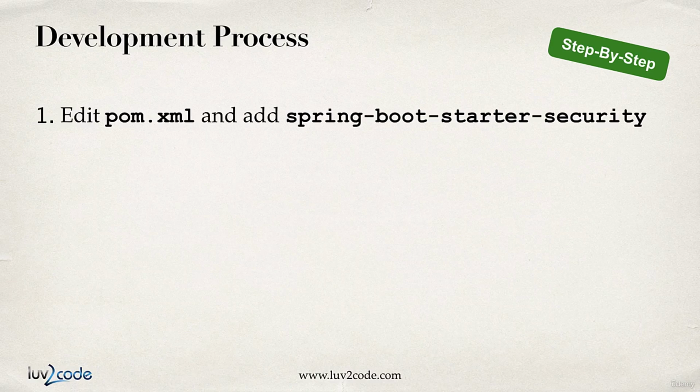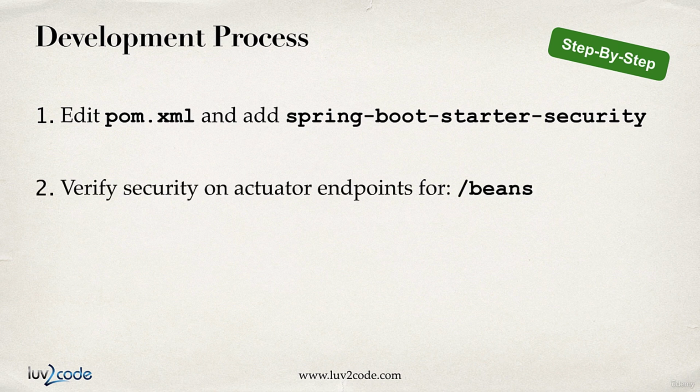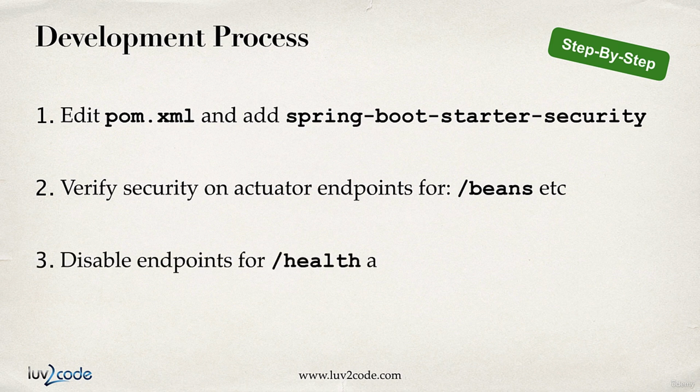The first thing we do is edit the pom.xml file, and we'll add Spring Boot Starter Security to help us secure those endpoints. Then we'll verify security on those endpoints by going to /beans and so on. And then we'll also go through and disable endpoints for /health and /info. We'll cover those steps in the next section.